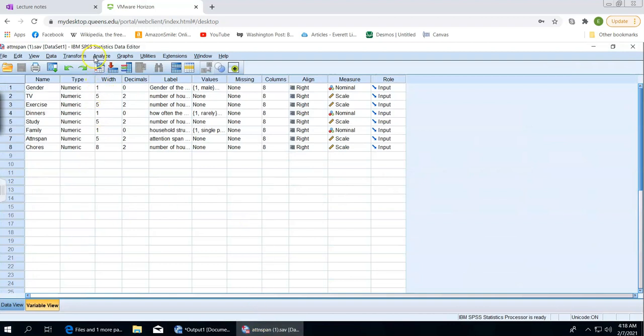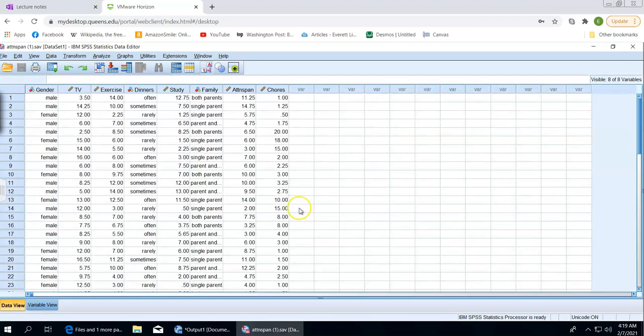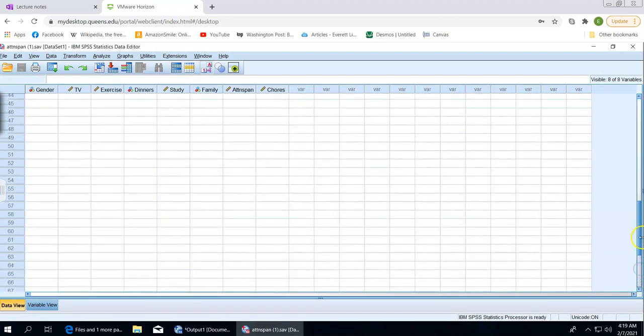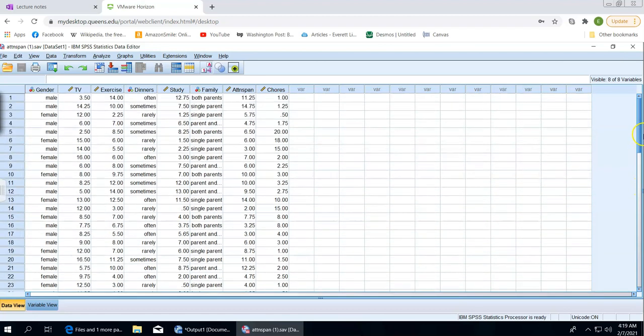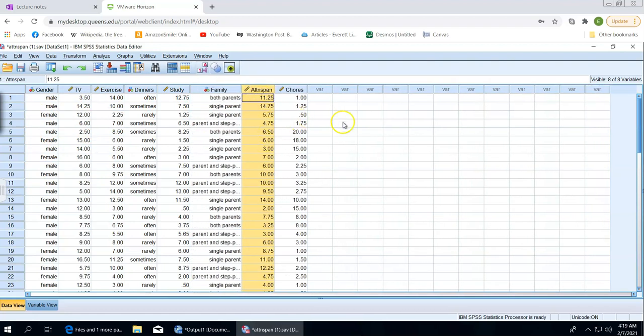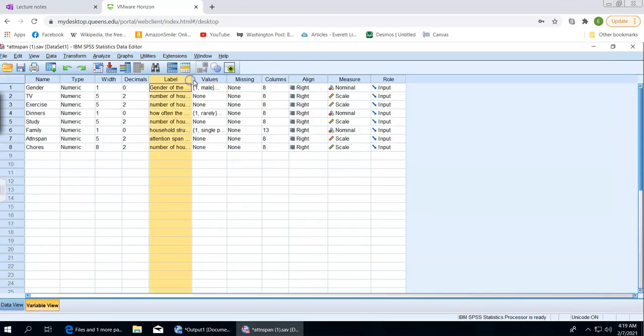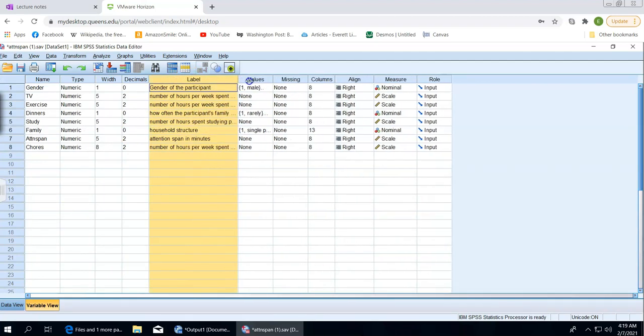So the first thing we need to do is check our normality assumption. Oh, let me tell you a little bit about this data set first. This data set has, I think, 40 observations. And these are adolescent students, like middle school age students, and it's just some basic information about them and some things that might be related to their attention spans. And you can see what these values are here.